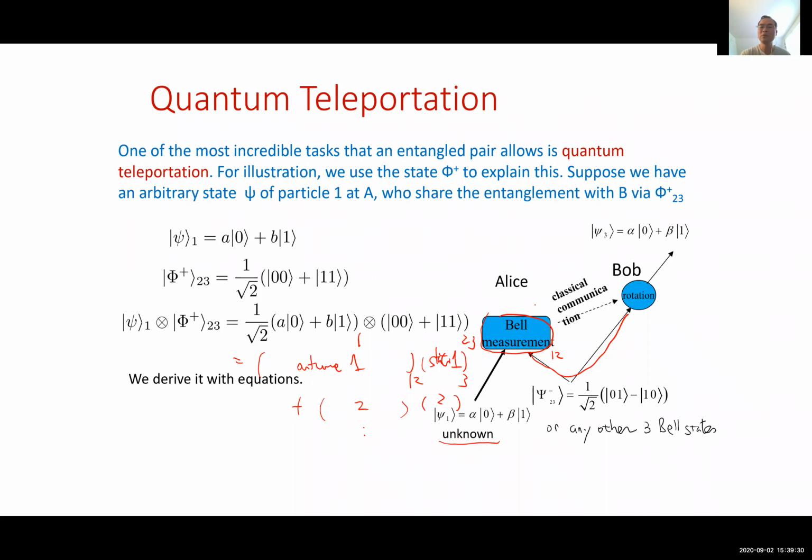You need to tell Bob the rotation. It could be 0, meaning identity, or X or Y or Z to act on your particle in order to obtain the identical one. Okay? Question?